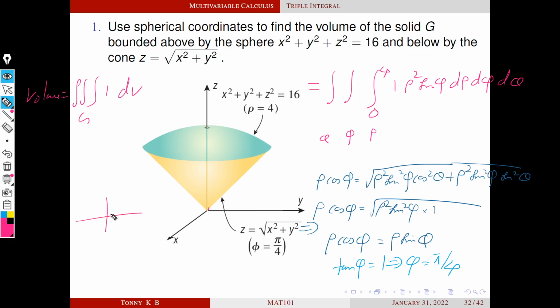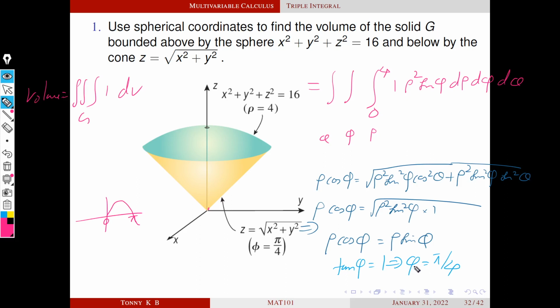What about sine? If this is the graph of sine phi from 0 to pi, in 0 to pi sine phi is always positive. That's why its square root is again sine phi. We consider only the positive square root. Of course, rho is already positive. Then you can simplify. This is sine phi by cos phi, which is equal to tan phi. Tan phi equal to 1, so tan phi equal to 1 implies phi equal to pi by 4.